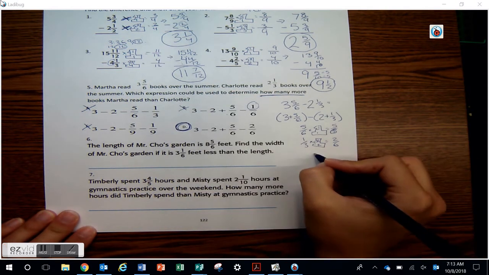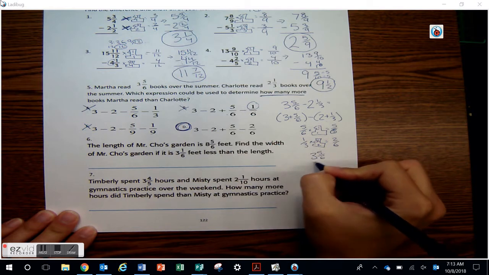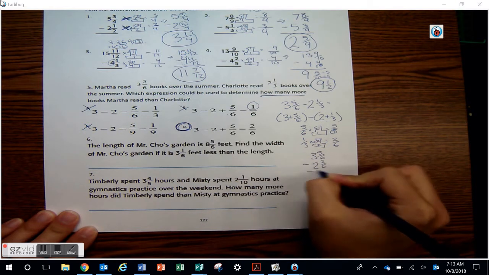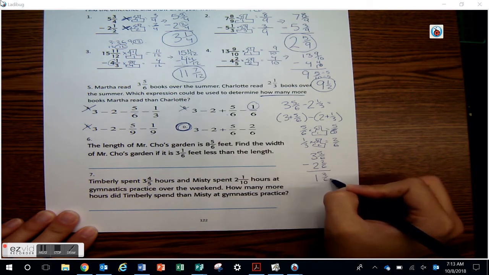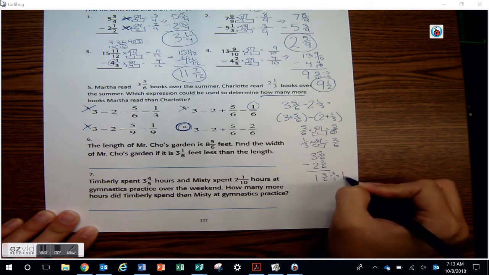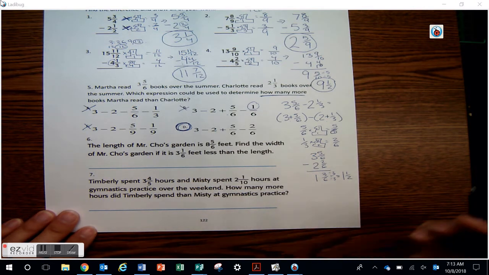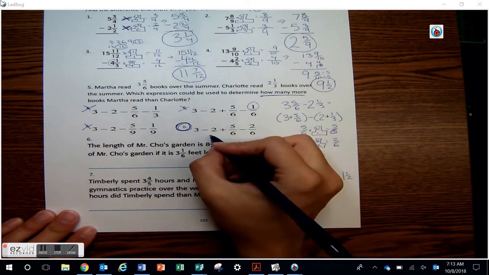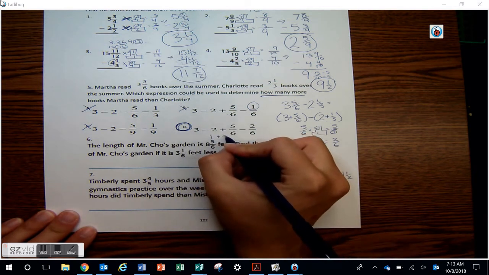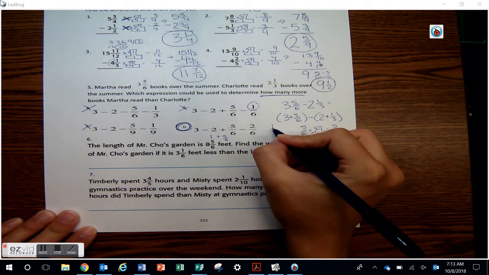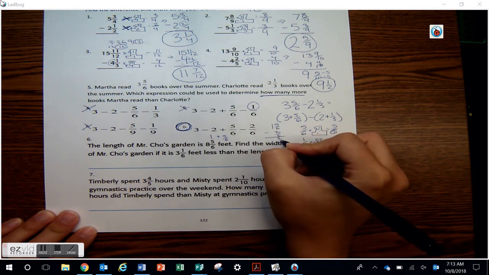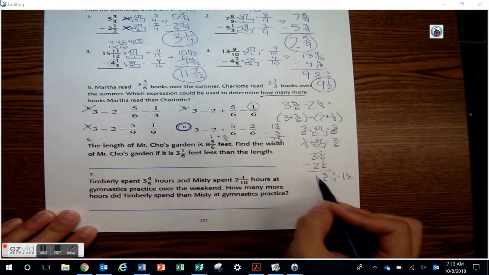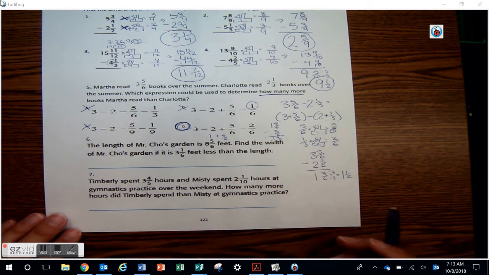Now let's actually check our work with this. 3 and 5/6 minus 2 and 2/6. 5/6 minus 2/6 is 3/6. 3 minus 2 is 1. If I wanted to reduce that, I would get 1 and 1/2. Okay? If I do this math, I end up getting 1 plus 5/6. Well, 1 plus 5/6 is 1 and 5/6. 1 and 5/6 minus 2/6 gives me 3/6, 1 and 3/6. So I still got the same answer with letter D.